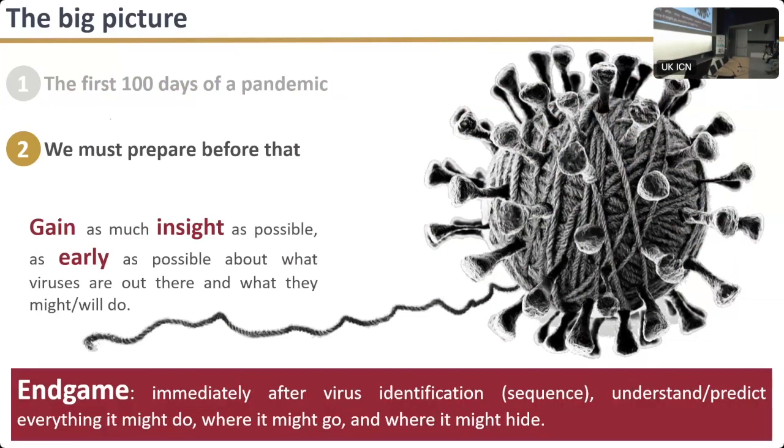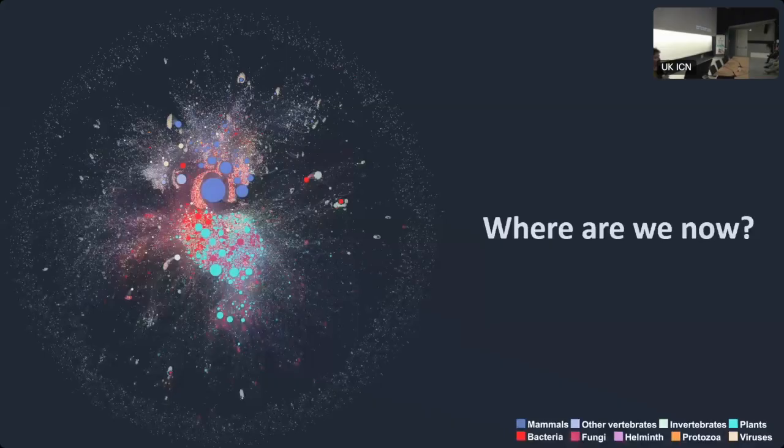So our end game is that immediately after a virus is identified, say immediately after we get a sequence of the virus, we want to understand and predict everything it might do, where it might go, and where it might hide. So where are we now in relation to our end game?